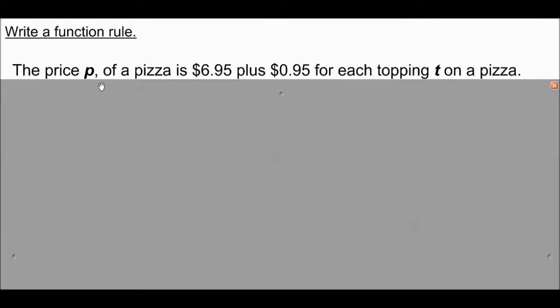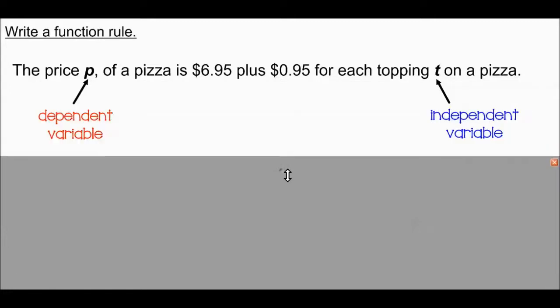Here's another example of writing a function rule. The price P of a pizza is $6.95 plus 95 cents for each topping, which is represented by T on a pizza. So two things are varying: the total cost of the pizza and how many toppings you're ordering. The independent variable is T, the toppings. That's what you're putting in there. And then the dependent variable is price P, the total price of that pizza.